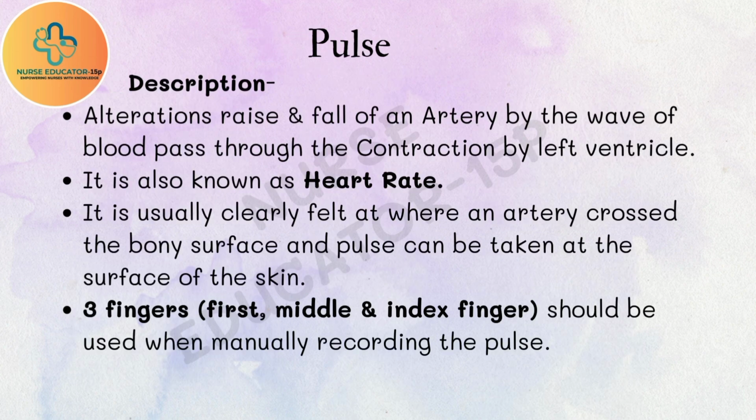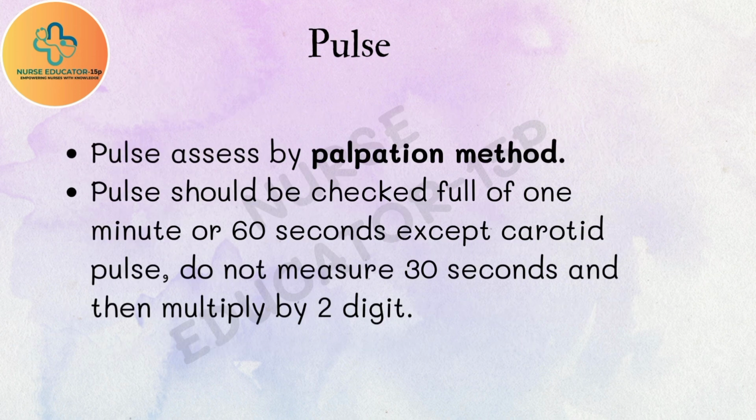Pulse is the alteration or change in the rise and fall of an artery by the wave of blood. Whenever the heart contracts in the left ventricle, there are changes in the rise and fall of the artery. It is also known as heart rate. Usually it is felt where the artery crosses bone surfaces. We use 3 fingers to assess the pulse manually, that is the first finger, middle finger and index finger. We keep them on the wrist. The method we use to assess it is called the palpation method.